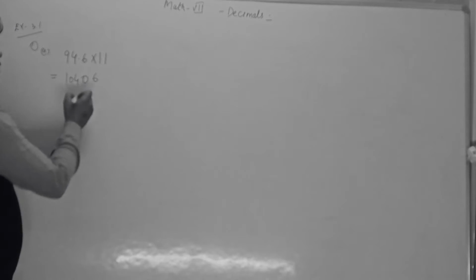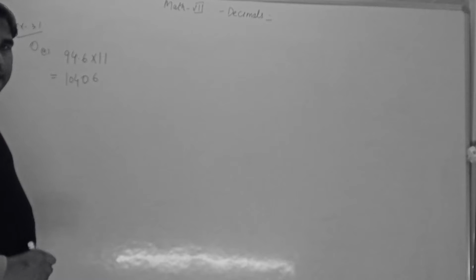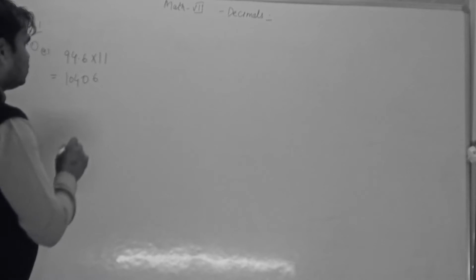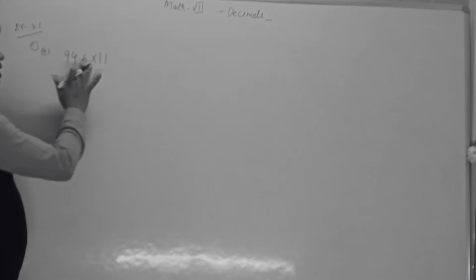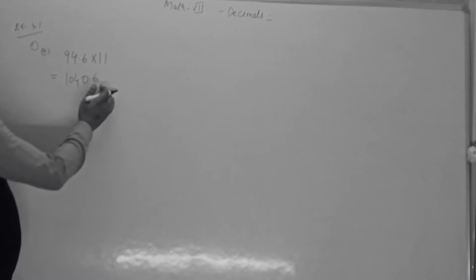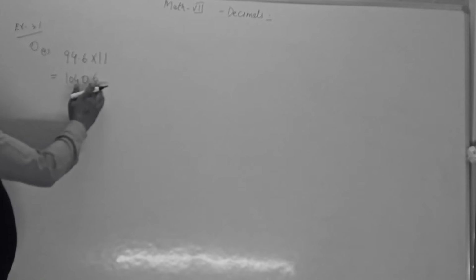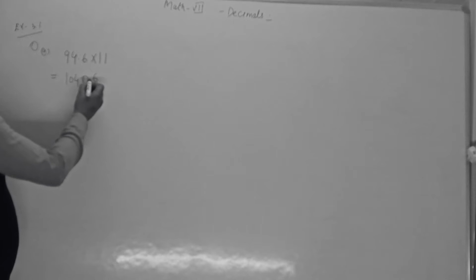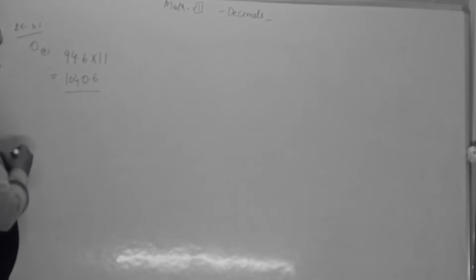So 104 we can write this, and here the situation is of putting the decimal. There is one place after. So here we count the place, this is one place, so we can put the decimal here. So this is the answer, and in the same way you can do the rest.